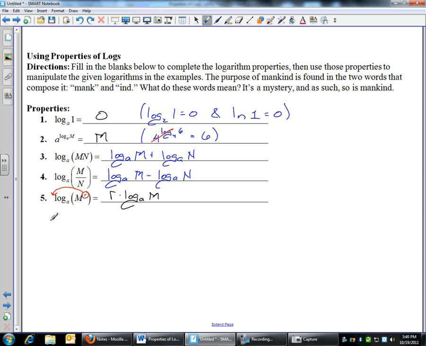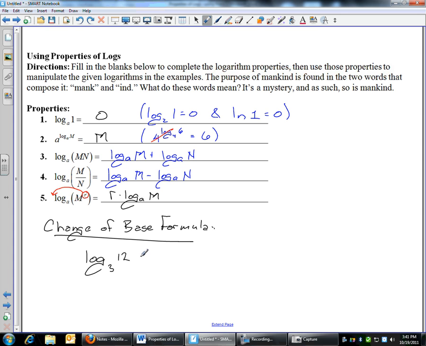There's one more that I wish I'd put in here. It's called the change of base. So just kind of scratch this in here somewhere. It's the change of base formula. And that works when you want to use your calculator. Like, let's say I asked you to evaluate log base 3 of 12.